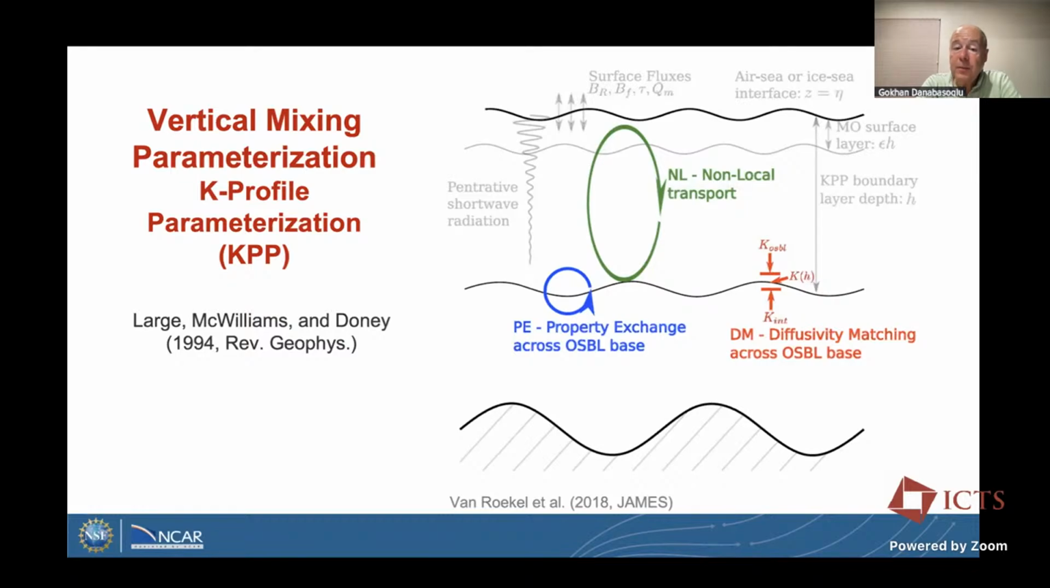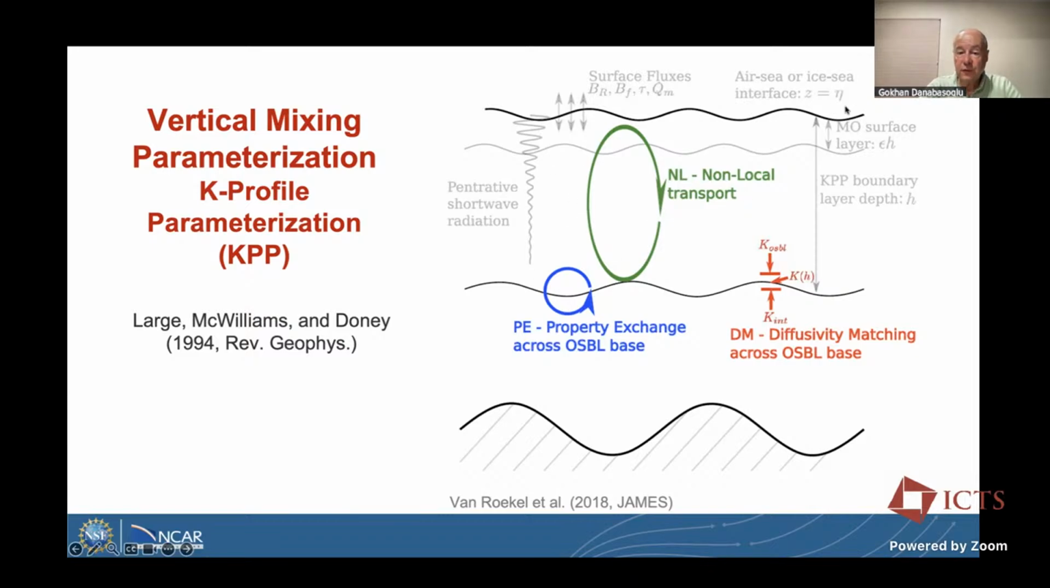And in POP, and we are also using it in the new MOM6 model, we use the K-profile parameterization, or KPP parameterization, for vertical mixing. It was developed in the mid-1990s, and then in 2018 we revisited some of its aspects. It was actually modified along the way, but the final, revisited version was done in the late 2010s.